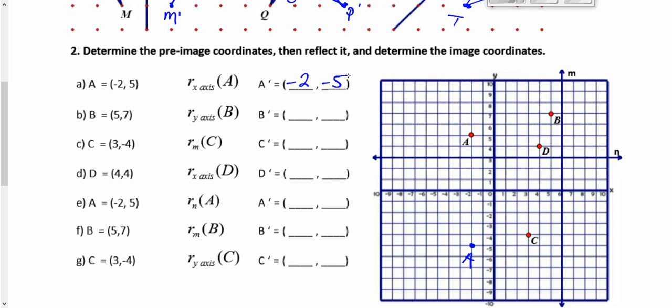Okay. Let's try point B. It's over here at 5, 7. Okay? And what's the line they want us to reflect in? The y-axis. Okay? So that's our line. So it is 1, 2, 3, 4, 5. Here is B prime. What are the coordinates of B prime?